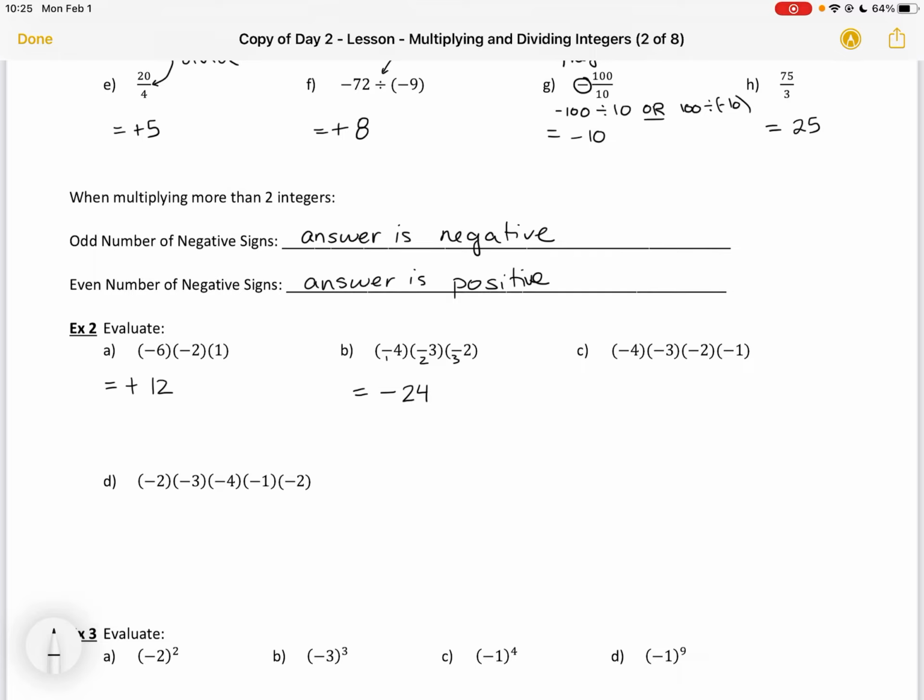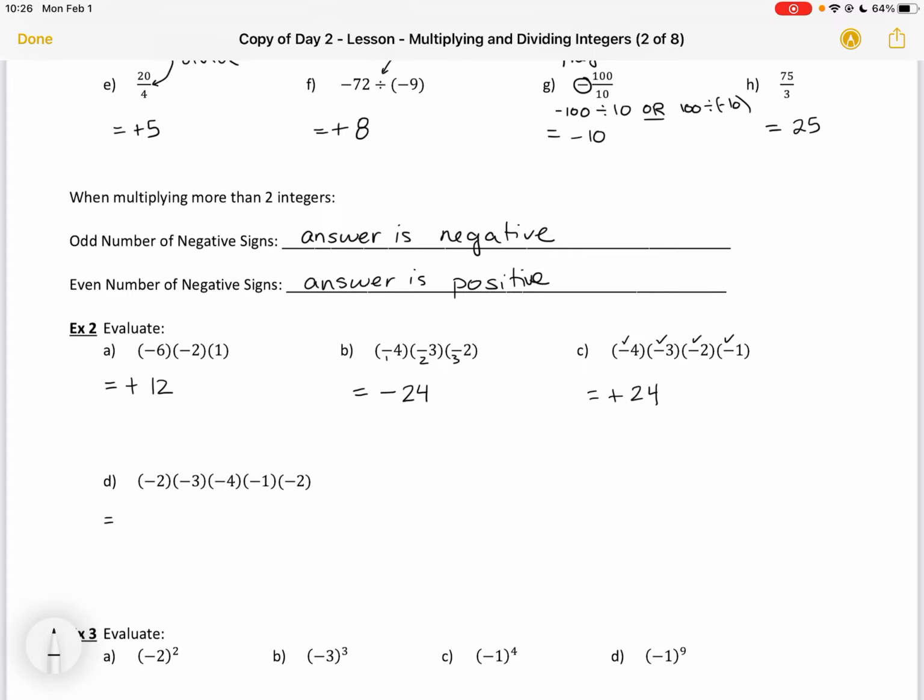Example C, I've got four negative signs. 1, 2, 3, 4. So my answer is going to be positive. Now I can just multiply the numbers. 4 times 3 is 12. 12 times 2 is 24. 24 times 1 is 24.